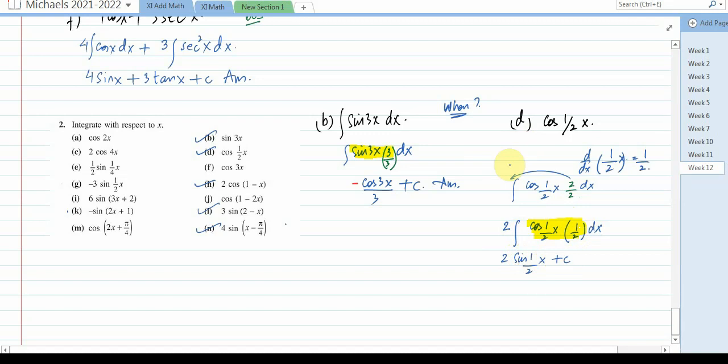And moving on to the next part, it's part H. It says that 2 cos 1 minus x. So what you need to do, you need to write down these two parts in your copy and start the next one. And for these 3 parts, you have a time of 90 seconds. So start.